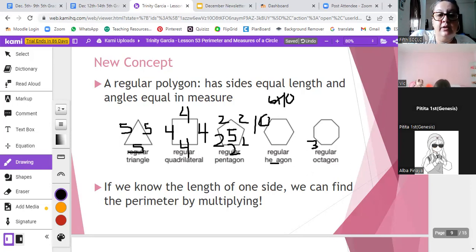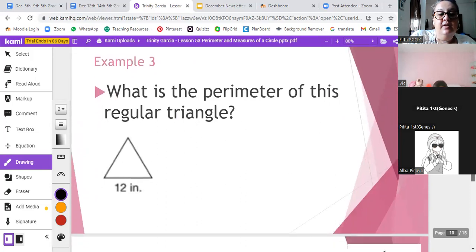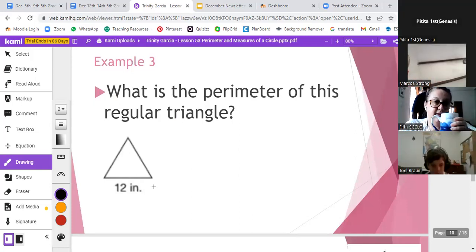Okay, that only works if all the outside lines are the same. If they're not, then you just add them together. You don't multiply, you just add each different length. But when they're the same, you can multiply. So this is 12 inches. So someone raise your hand and tell me, what is the equation that I can use to solve this? Marcos.